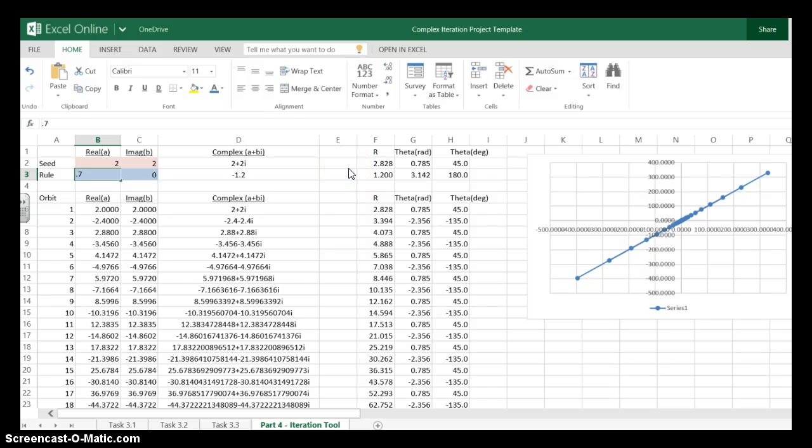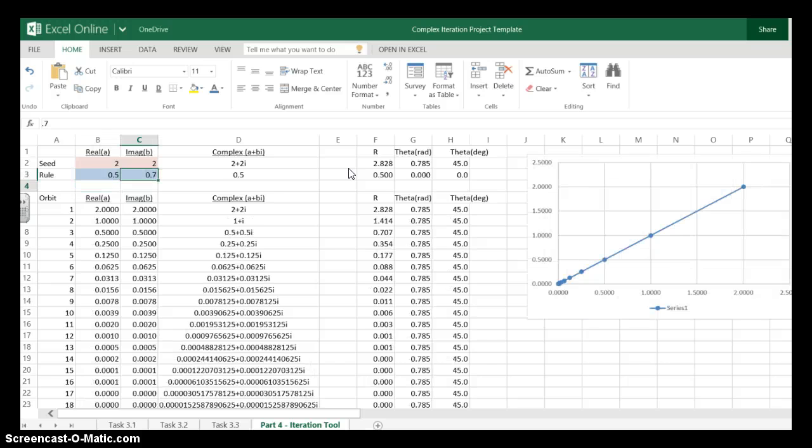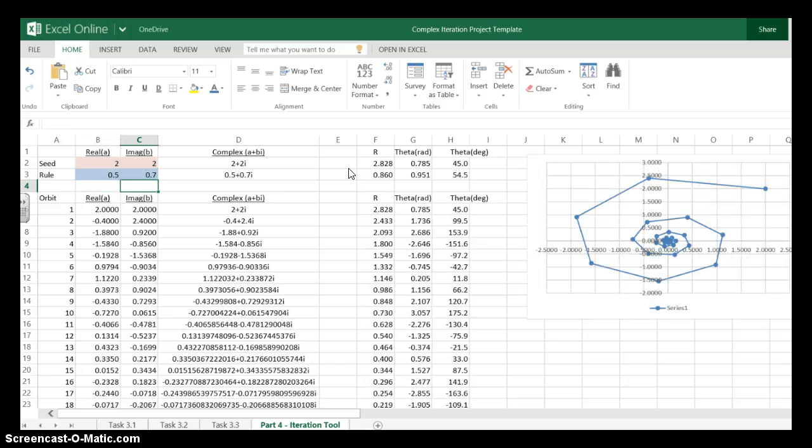And so I'll just end this video here. I'm going to put back 0.5 and 0.7. That was the example we were using, and that's a nice little spiral there.